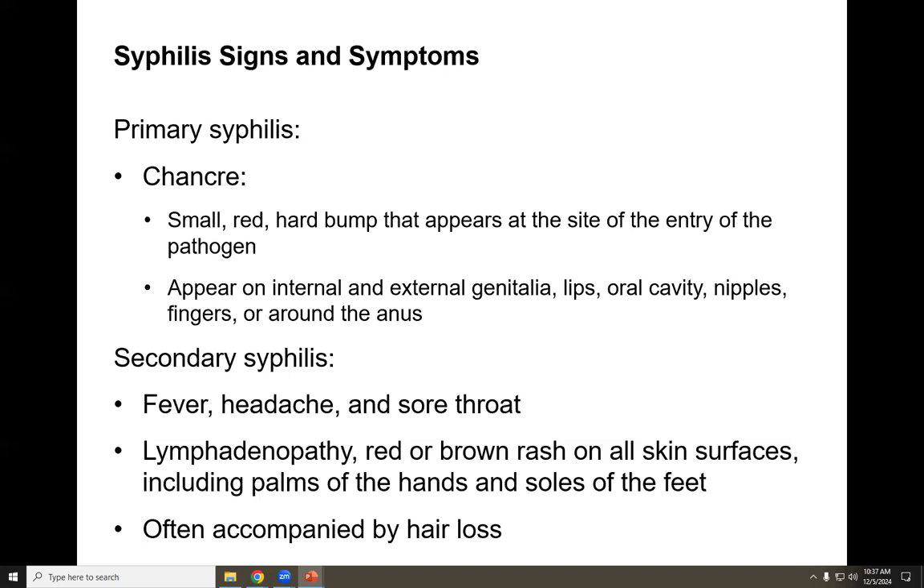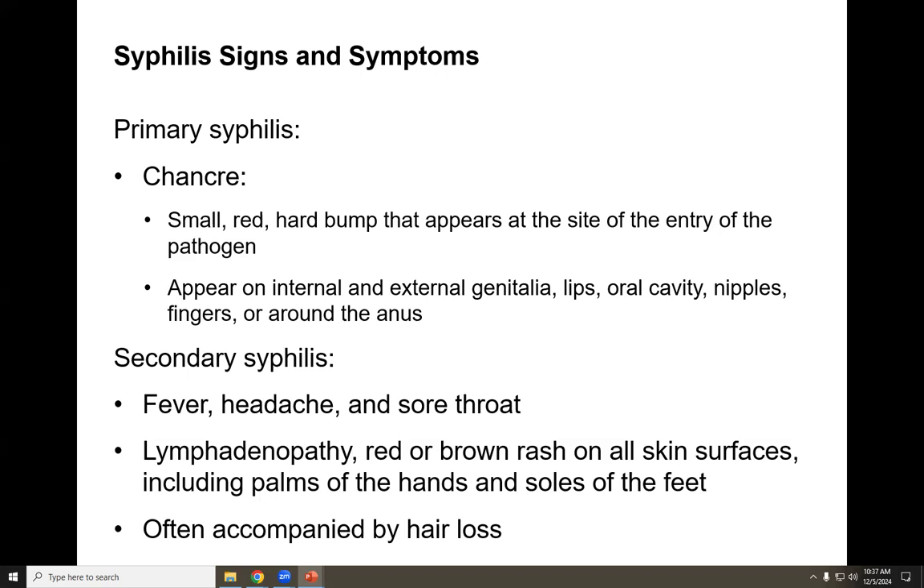Most of the time, if you go to the doctor with a sore in the genital area or around the mouth or anus, depending on where you got exposed, doctors can recognize that right away as the chancre associated with primary syphilis, and you can get treated pretty quickly. So now we don't see a whole lot of progression to secondary or especially tertiary.